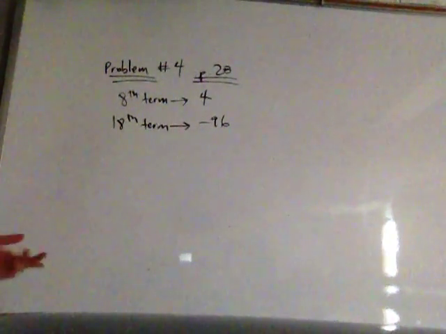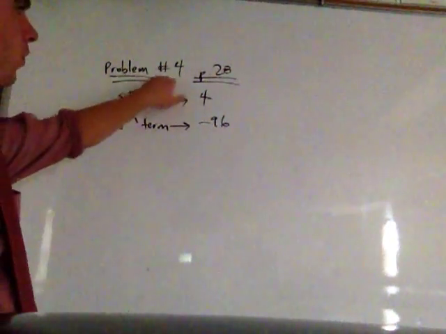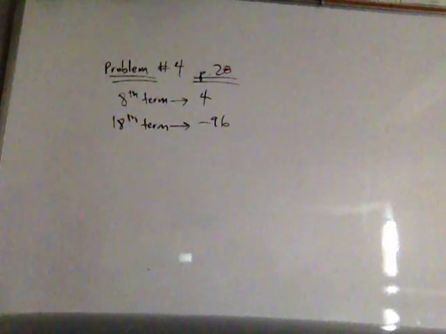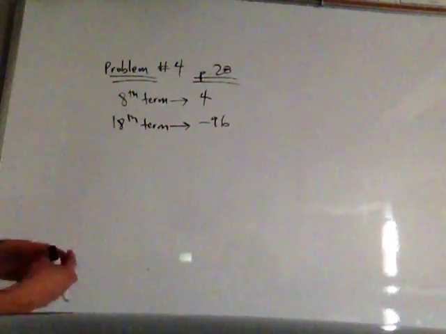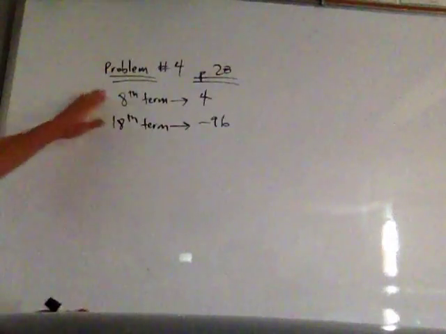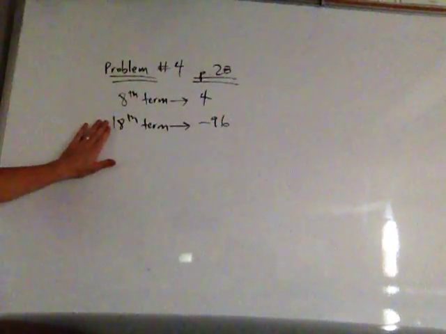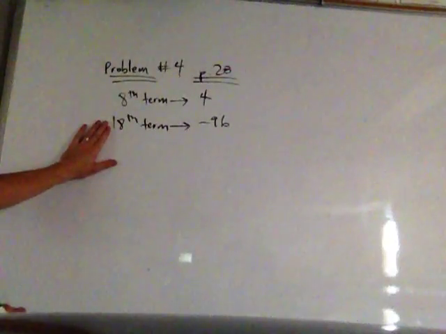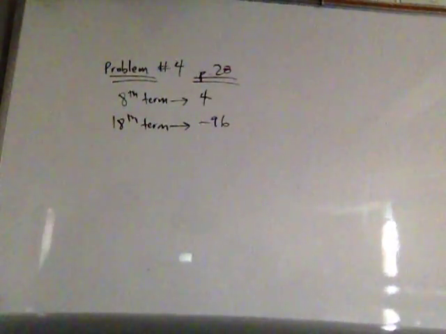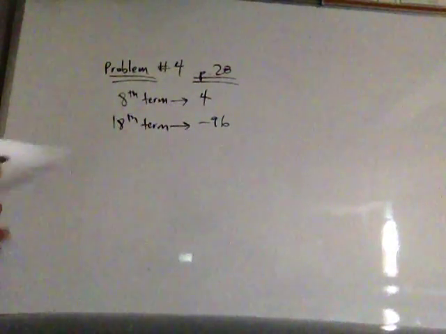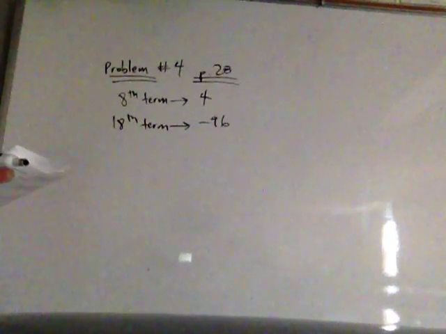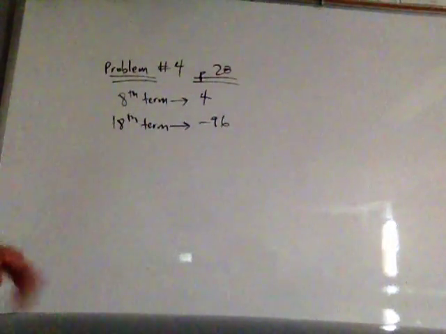So this video represents the solution to problem number 4, which is on page 28. The given information was that you had an arithmetic sequence such that the 8th term was 4 and the 18th term was negative 96. Our job was to find what sequence this arithmetic sequence is, and then nothing else. I just find that.